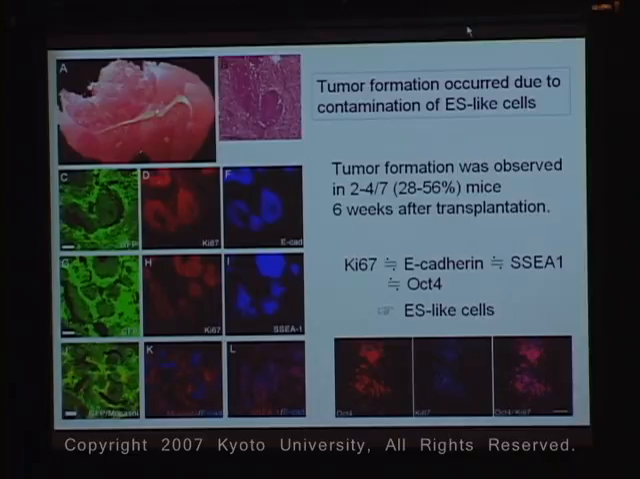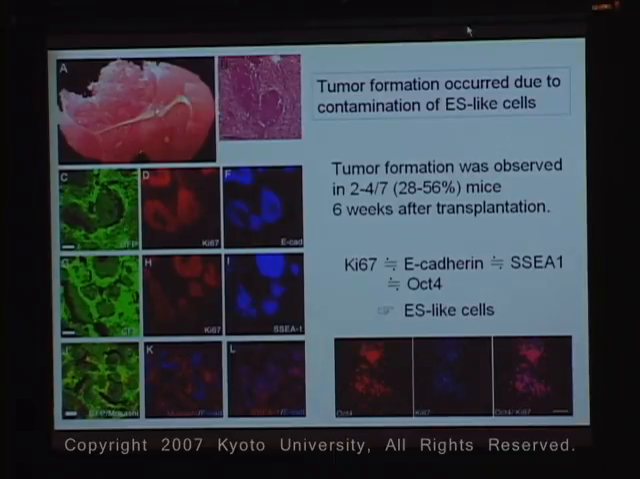By immunofluorescence study for Ki67, we can detect the rapidly proliferating cells in the graft. And this staining overlapped with E-cadherin or SSEA1 or OCT4 staining. These markers are those of the undifferentiated ES cells. On the other hand, the staining for E-cadherin never overlapped with the staining for MOSASH1, which is the marker for the neural stem cells, neural precursor cells.